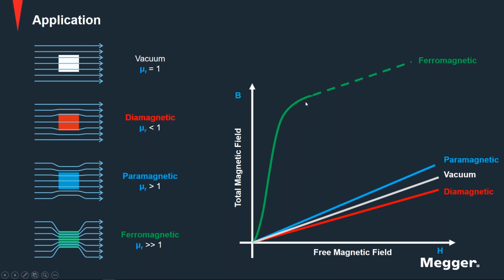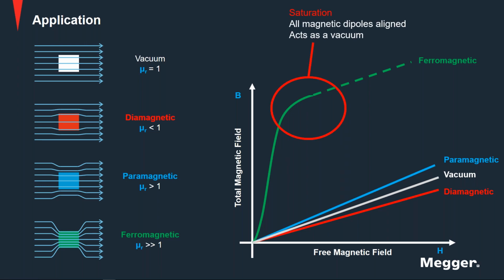One interesting characteristic of ferromagnetic material is that after a certain point, no more magnetic field can be introduced because all the magnetic dipoles will become aligned. At this point, the ferromagnetic material will then act as a vacuum. In addition, once the magnetic field is removed, the ferromagnetic material will maintain some residual or remnant magnetization.